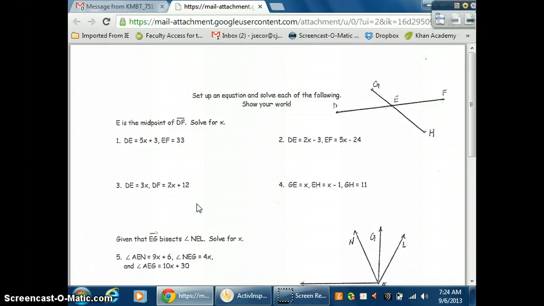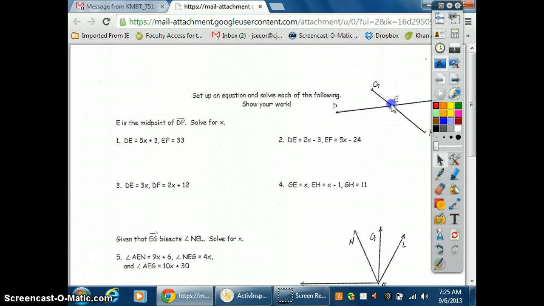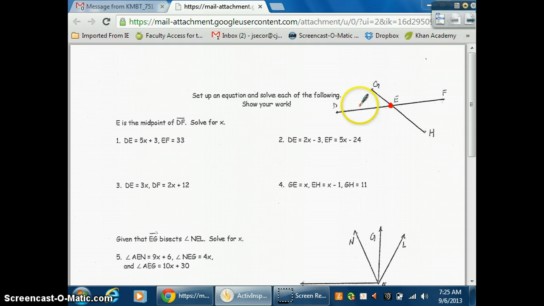If you look at number 2, well, first of all, it says that E is the midpoint of DF. So let's just highlight that. So DE is congruent to EF. And if we're looking at number 2 right here, DE is 2x minus 3, and EF is 5x minus 24. Now they're congruent because that is the midpoint. So we can set the equation 2x minus 3 equal to 5x minus 24.